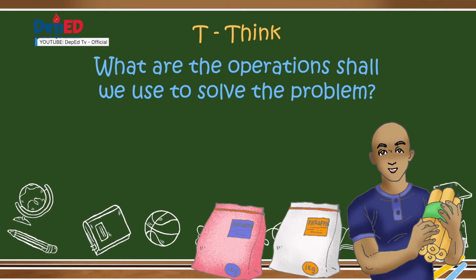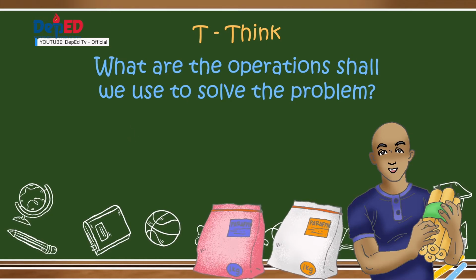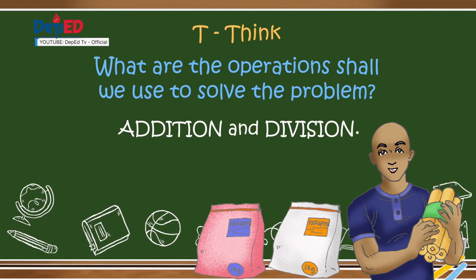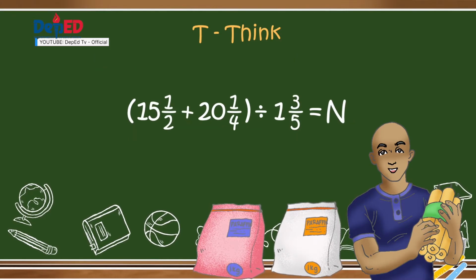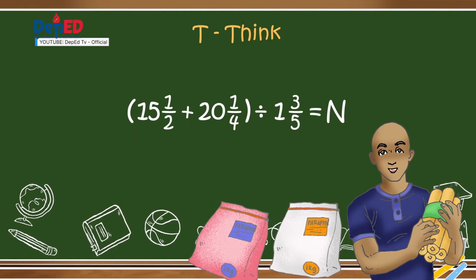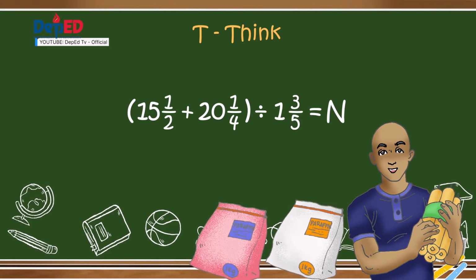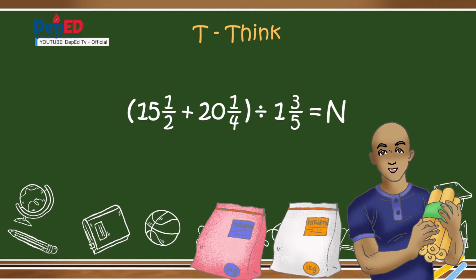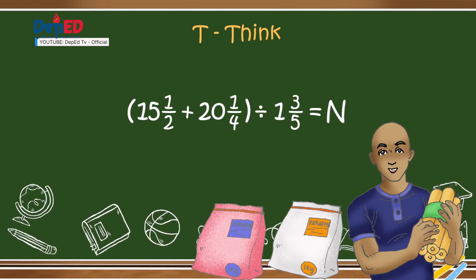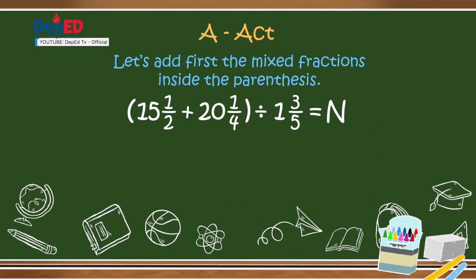Exactly! The two operations are addition and division. To solve the problem, we need to add 15 and 1 half kilograms and 20 and 1 fourth kilograms of wax. Then, divide the sum by 1 and 3 fifths kilograms. Now, let's act on a plan.